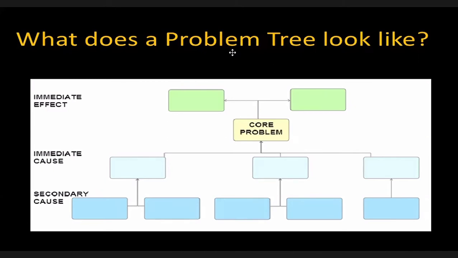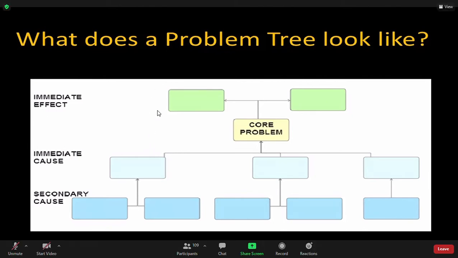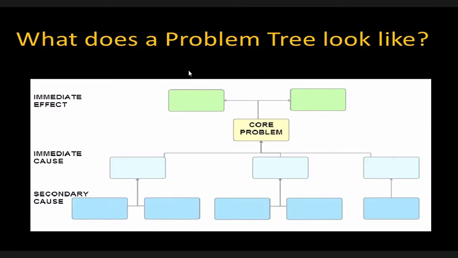Okay, so what does a problem tree look like? Actually, it's just a tree, but it doesn't look like a tree. It's a diagram somehow. Okay, at the middle is your core problem, the yellow shaded box, and below that are the immediate causes, and lower than the immediate causes are the secondary causes. So above the core problem are your immediate effects.